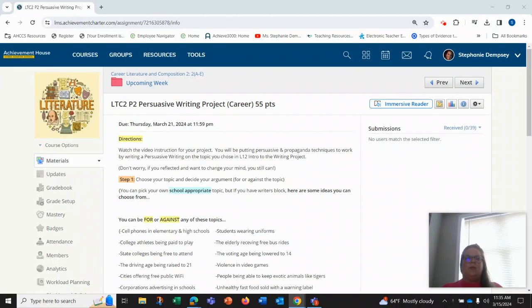Today I want to spend some time going over your persuasive writing project. As you know, we have been talking about persuasive writing and propaganda techniques. And last week in our L12 Intro to the Writing Project, you should have picked a topic to start writing about this week. If you reflected and want to change your mind and change your topic, don't worry, you still have time. You are not locked into the topic that you picked, but please feel free to use that school appropriate topic that you already did pick if you still wanted to.